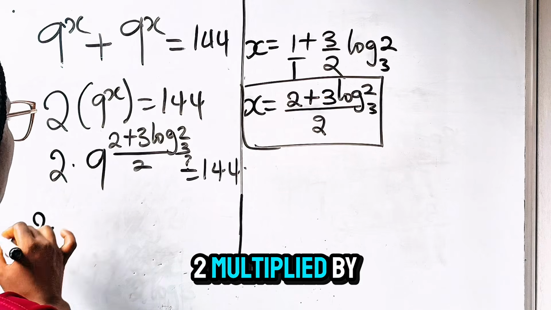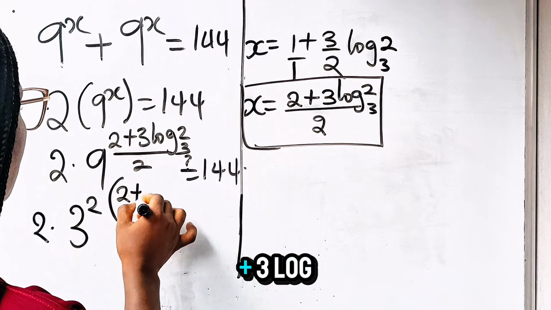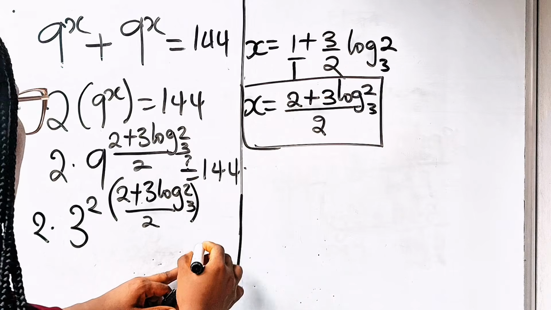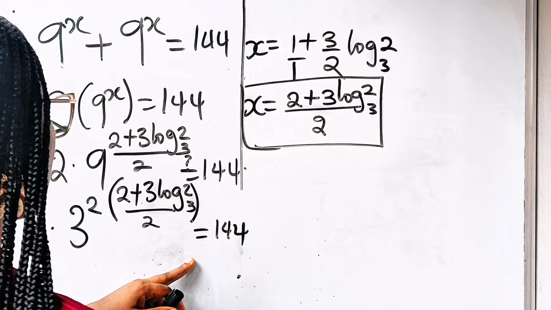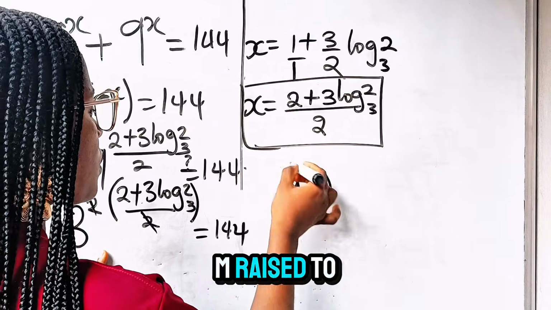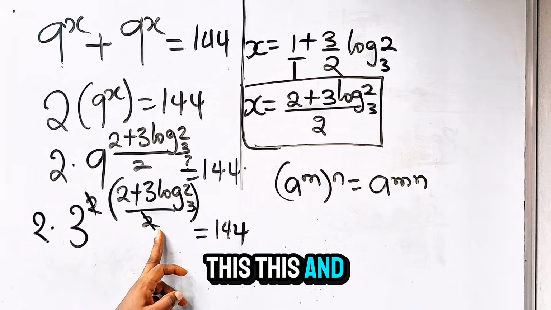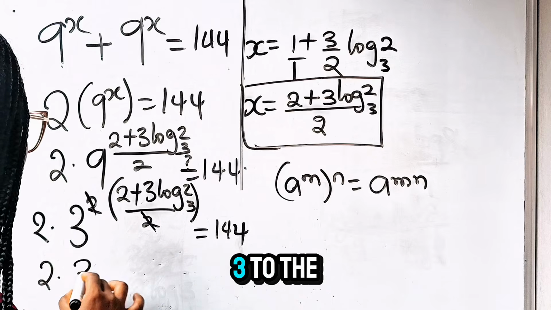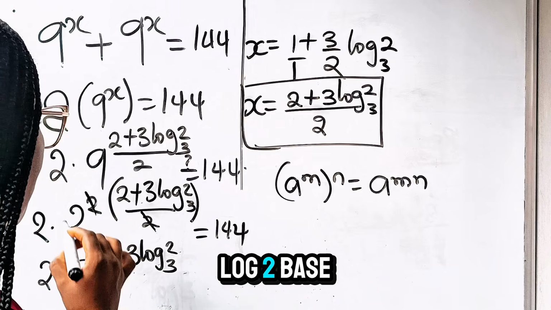So we have 2 multiplied by 9, which is 3 to the power of 2, raised to the power of (2 plus 3 log 2 base 3) divided by 2. Now, is this equal to 144? So, this and this will go, right? Because a to the power of m raised to the power of n is a to the power of m times n. So 2 times this and this will go, and we are left with 2 multiplied by 3 to the power of (2 plus 3 log 2 base 3).